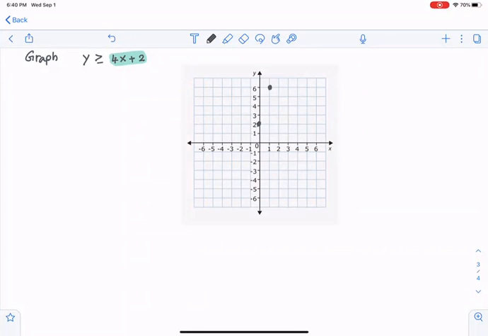When I plug in 0, I will get 2. When I plug in negative 1, I will get 0, because negative 4, positive 2 would get 0. I will get negative 2. So it's right over here. And I have to connect the dots.